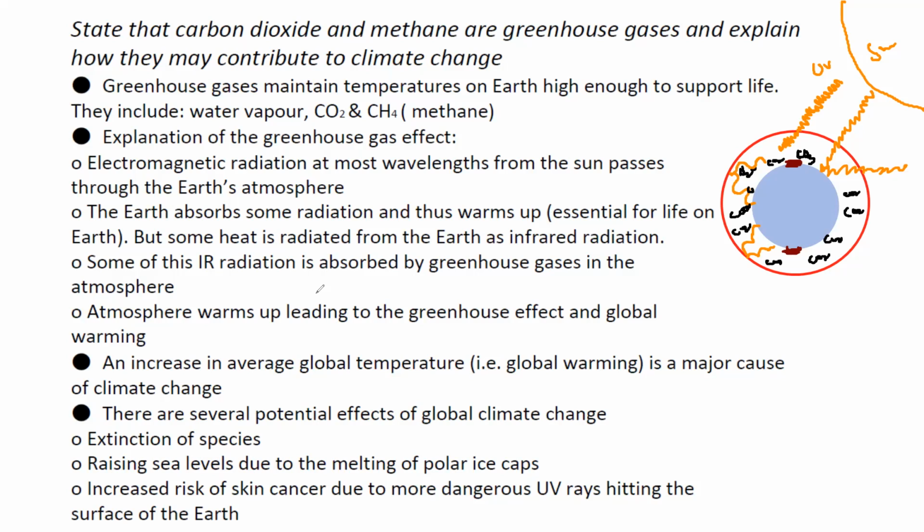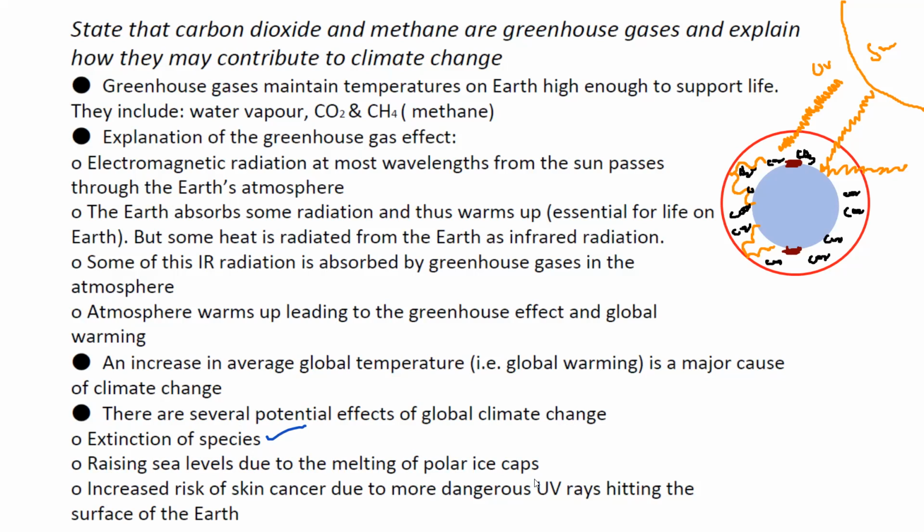Like there are some places where it used to rain, but the climate has suddenly changed and it dries up. So there are several other potential effects related to climate change. Number one, extinction of species, because some animals and some plants need certain conditions to survive. So if these conditions change, these plants or animals won't survive and they will become extinct.